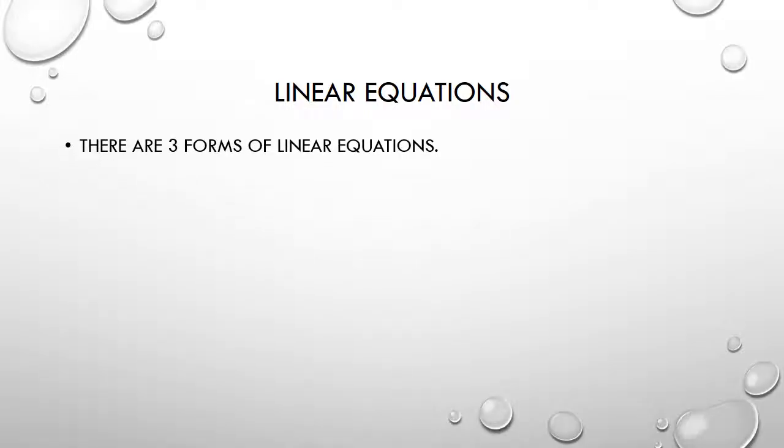Now we've already worked with linear equations a little bit here, but just to remind you, there are 3 forms of linear equations. The first is called point-slope form, and this is very useful when you have a point and a slope. It's the one you can use first, and we usually don't leave equations in this form. We usually want to change them either to slope-intercept or standard form from here.